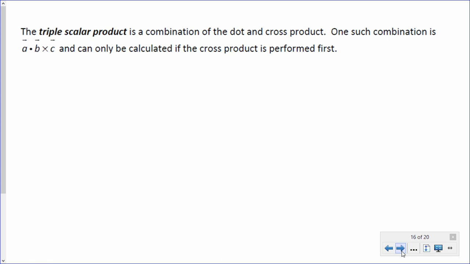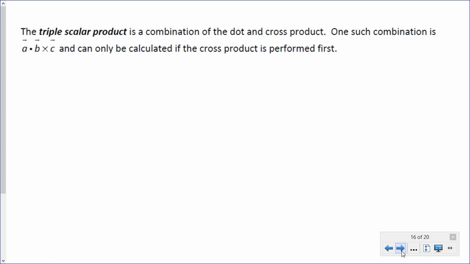One such combination of the triple scalar product is vector A dotted with vector B crossed with vector C, and it can only be calculated if the cross product is performed first. So typically we would put brackets around the B cross C just to be super confirmed that it would be done first. Do you guys get that order of operations? If you did A dot B first, you'd have a problem, because what's the result of the dot product? A scalar. Can you do a scalar cross vector?